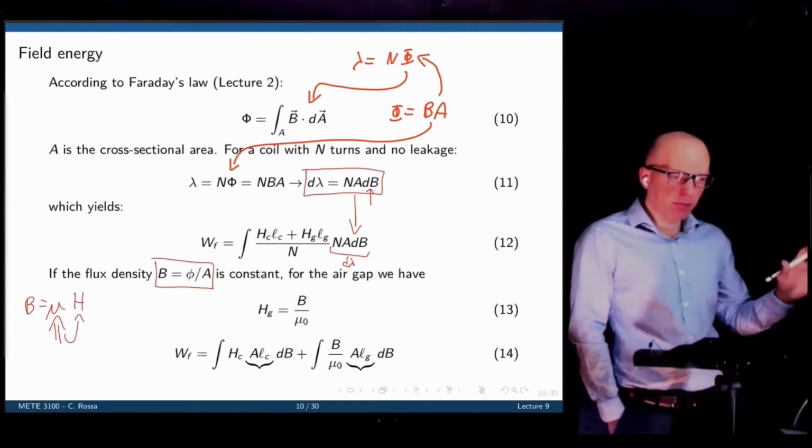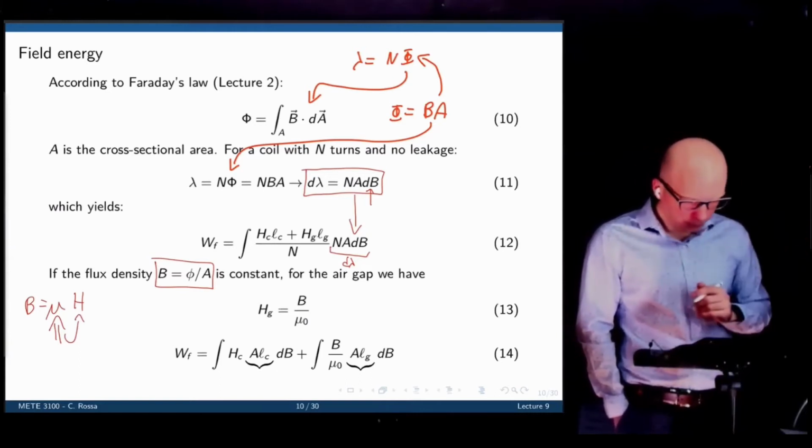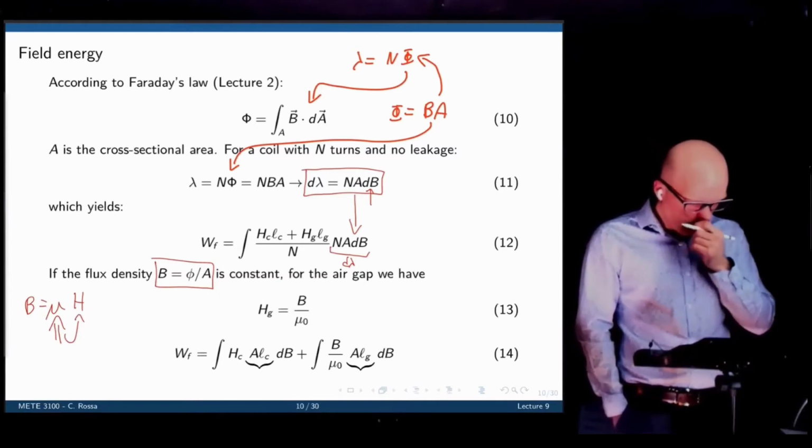However, for the air gap, that doesn't apply. It's always a constant permeability. So that side of the integral can be expanded and solved.